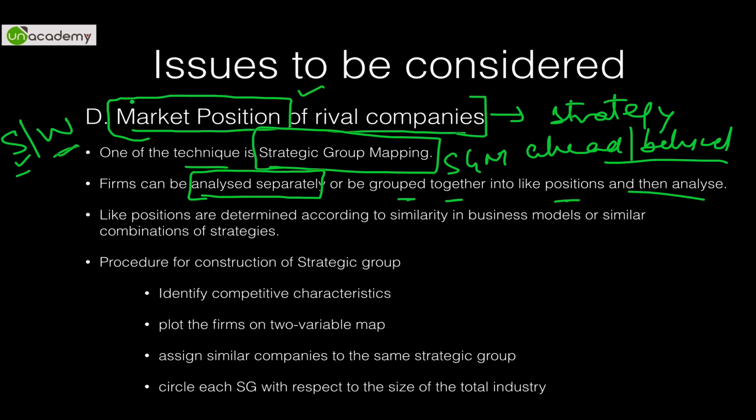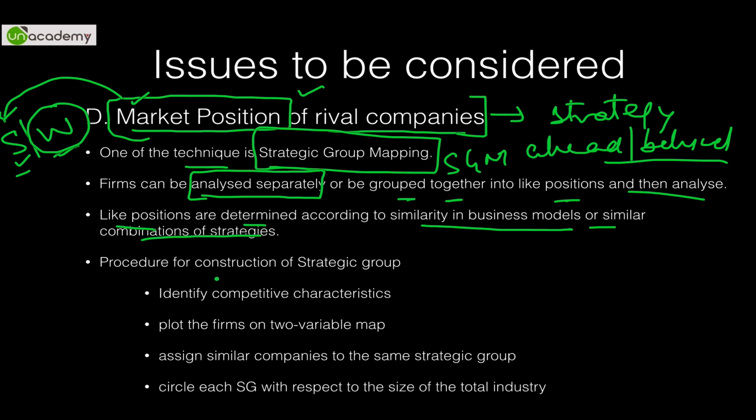So the market position could be high because they are cashing in on their strength. But are they really looking after their weaknesses? This we have to understand as competition. Positions are determined according to similarity in business models or similar combinations of strategies.